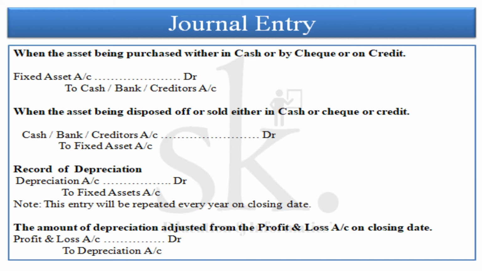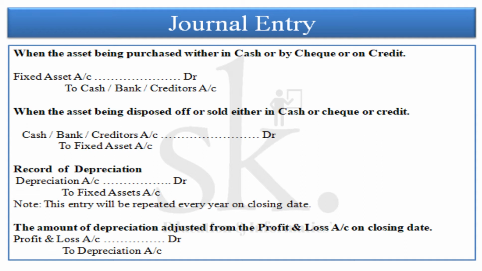The third important point is how we record depreciation. Depreciation has to be recorded with respect to the fixed asset because it is charged against the fixed asset. Therefore, the journal entry will be depreciation account debit to fixed asset, and kindly note that this entry will be repeated every year on the closing date of that particular year. Depreciation being a nominal account, being a loss, has to be debited, and since the value of the asset falls, the real account goes out, so fixed asset has to be credited. So the depreciation account has to be debited and the fixed asset account has to be credited.